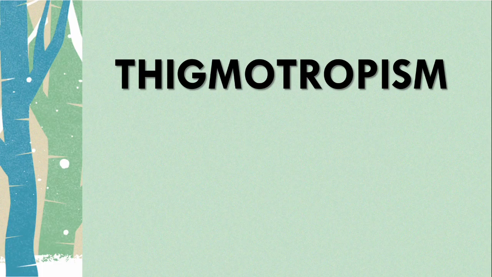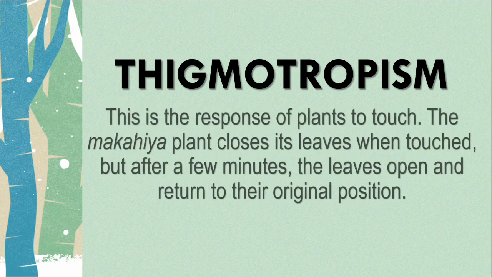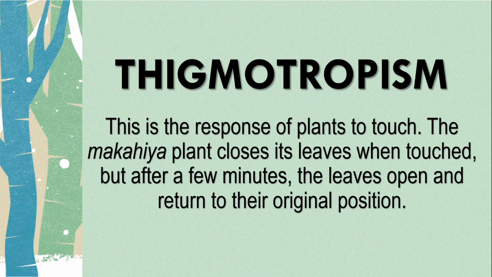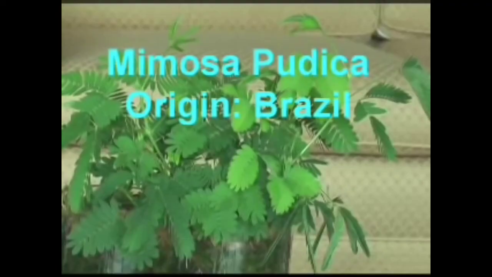Third one is the Thigmotropism. Thigmotropism is the response of plants to touch. The makahiya plant closes its leaves when touched, but after a few minutes, the leaves open and return to their original position. Thigmotropism is the response of plants to touch, and the best example of this is makahiya. Watch the video for the experimental explanation.